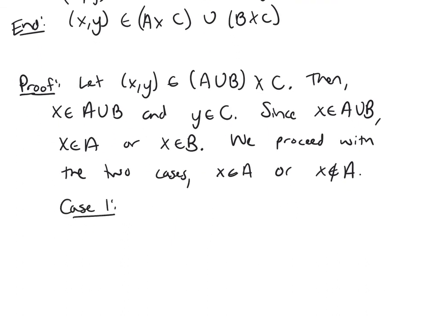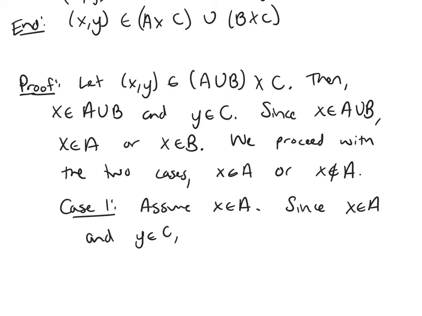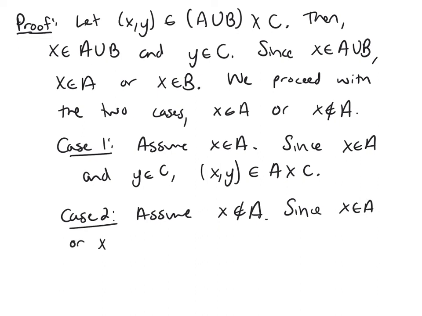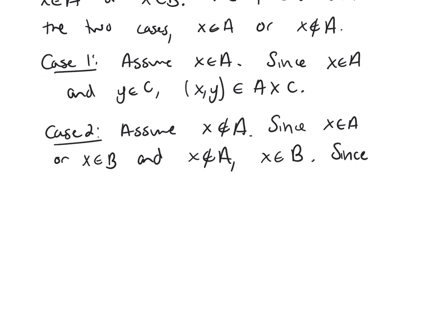So case 1, assume x is in A. Since x is in A and y is in C, then this ordered pair is in A cross C. Case number 2, assume that x is not in A. Since x is in A or x is in B, and I know that x is not in A, x has to be in B. Now that I know that x is in B and y is in C, then the ordered pair xy is in B cross C.